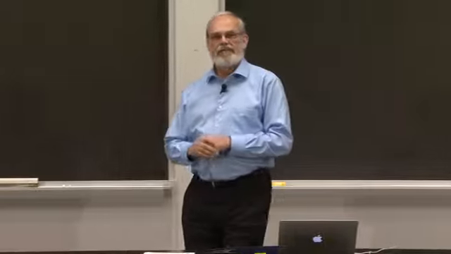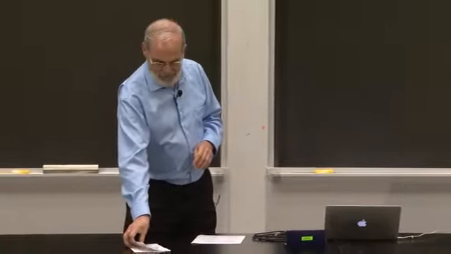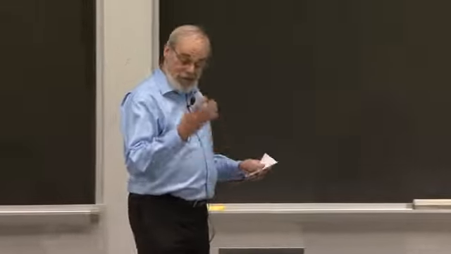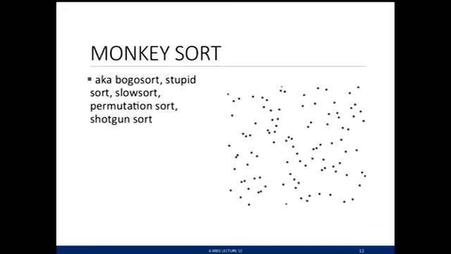I'm going to start with a humorous version of sort. You're all convinced that my humor is non-existent. You're right. But it sets the stage. This is a sort. You can look it up. It's called monkey sort, bogo sort, stupid sort, slow sort, permutation sort, shotgun sort. And here's how it works.